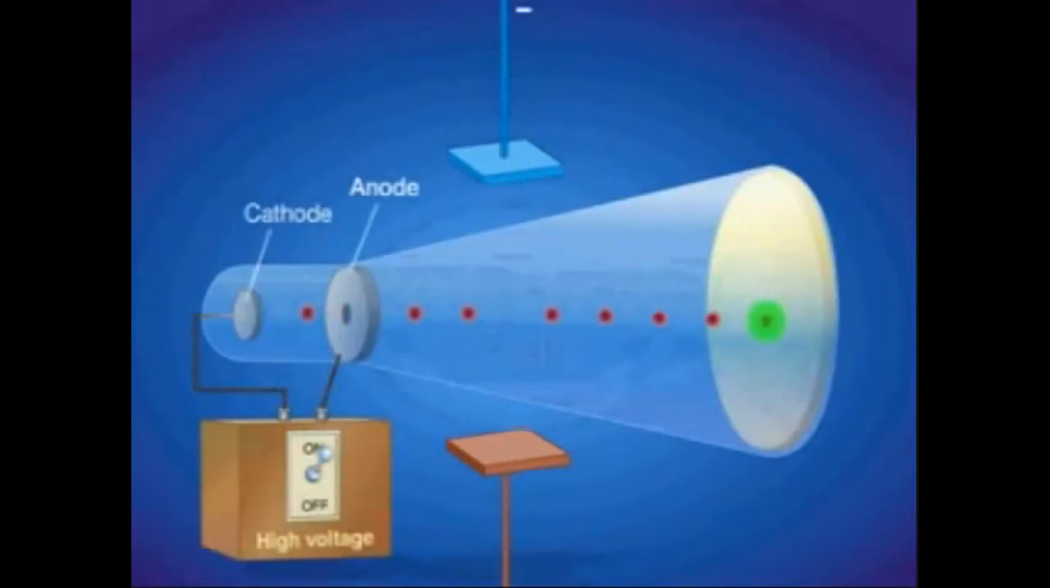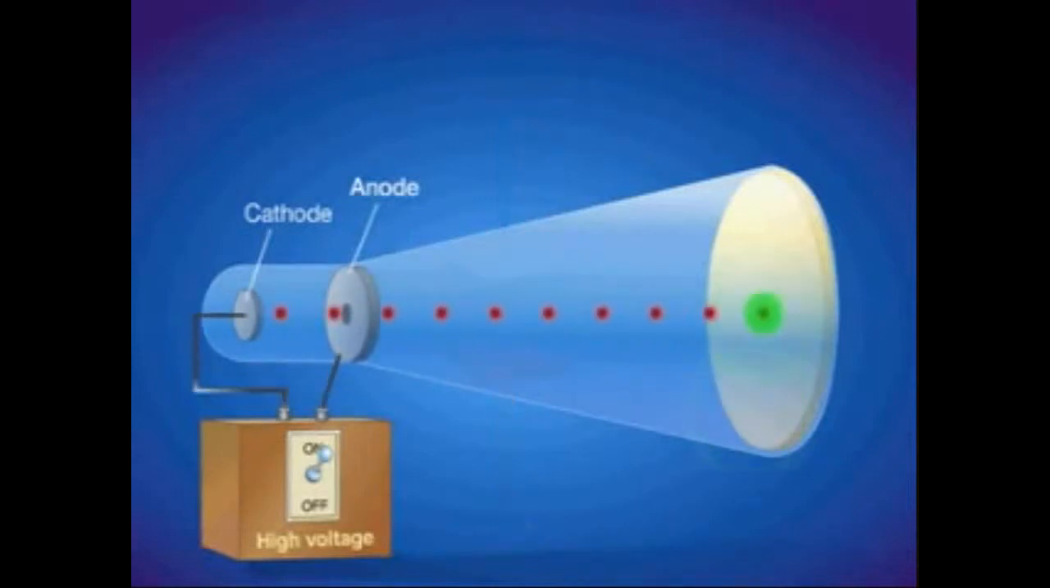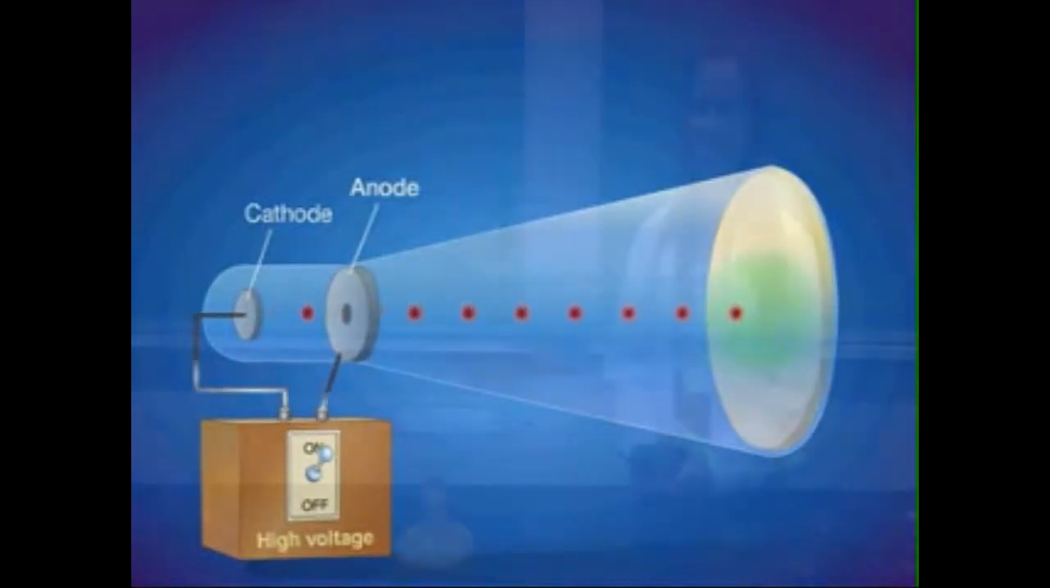When an electric field is applied across the cathode ray tube, the cathode ray is attracted by the plate bearing positive charges. Therefore, a cathode ray must consist of negatively charged particles. We know these negatively charged particles as electrons.